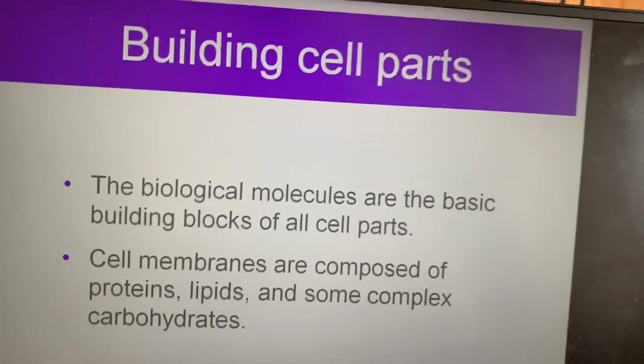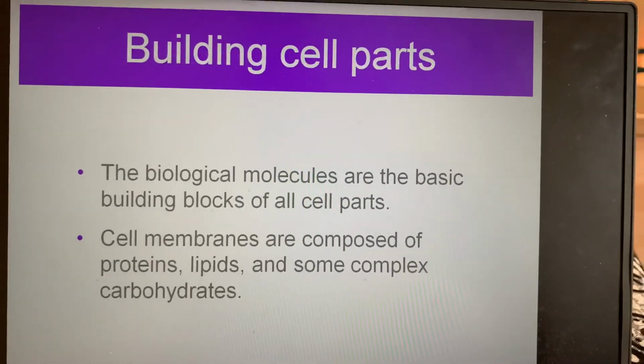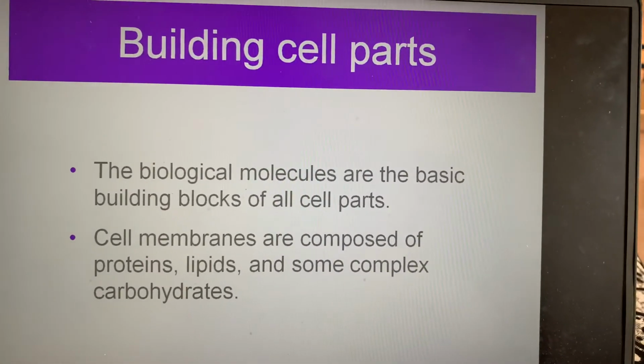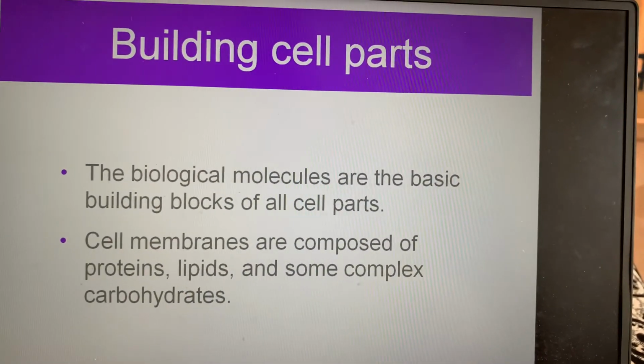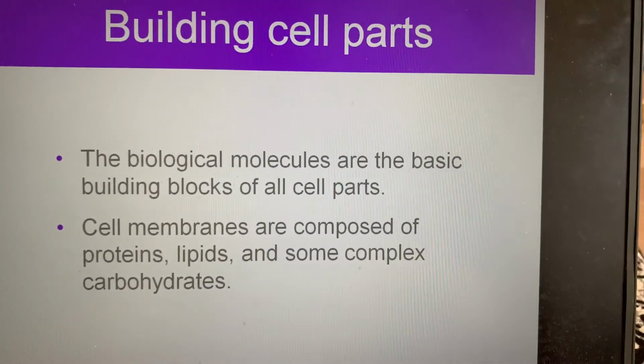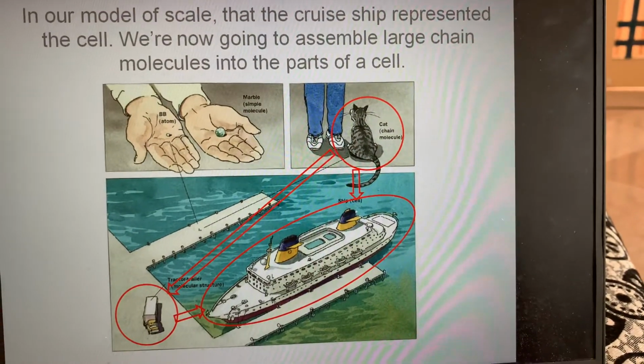Building cell parts. How cell parts are constituted through these biological molecules. The biological molecules are the basic building blocks of all cell parts. Cell membranes are composed of proteins, lipids, and some complex carbohydrates. Let's see how they are organized in the cell.